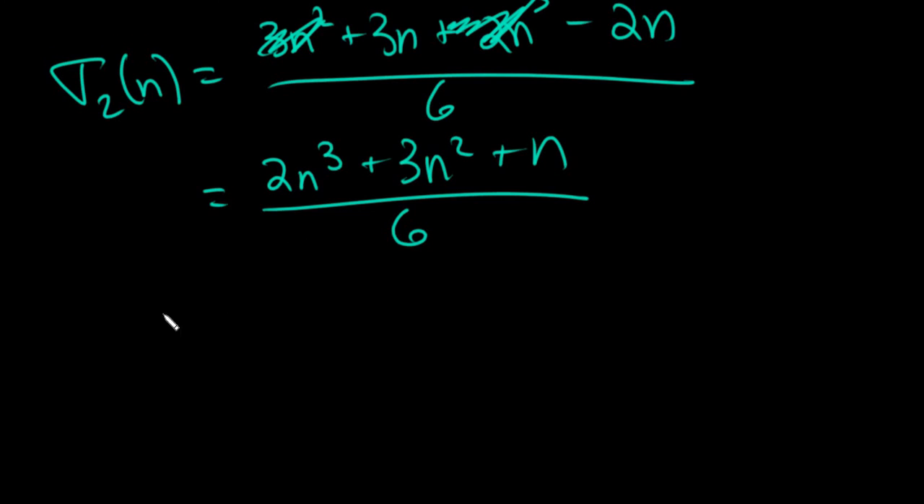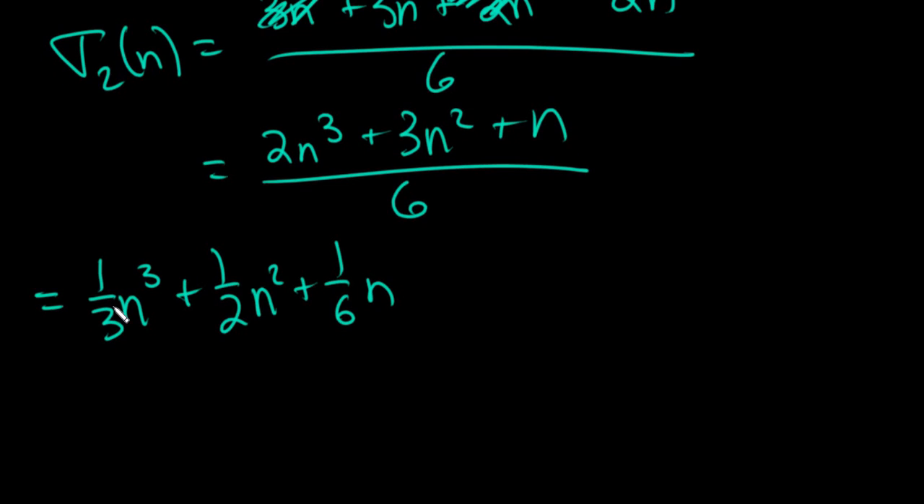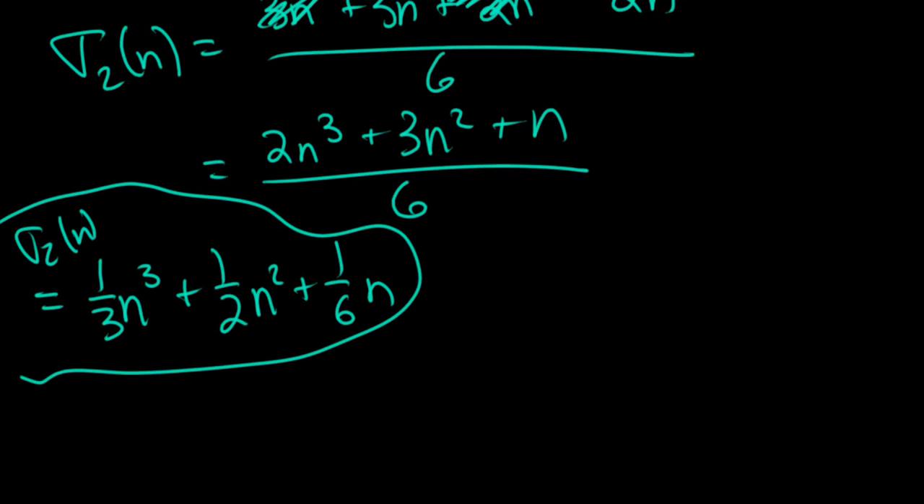There's two ways to simplify this. One, you can just break up the fraction and you'll get 1/3 n cubed plus 1/2 n squared plus 1/6 n. That's sigma 2 of n. But maybe you don't want to write it like that. Maybe you want to factor this.